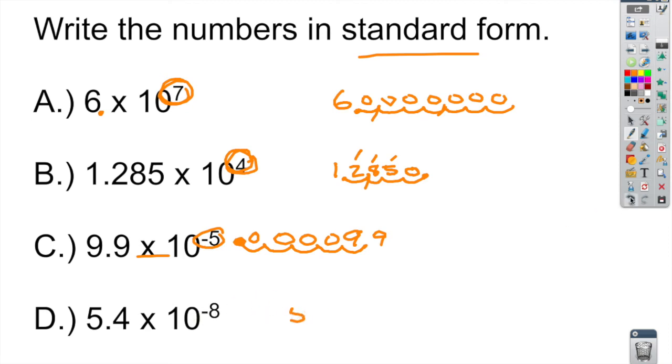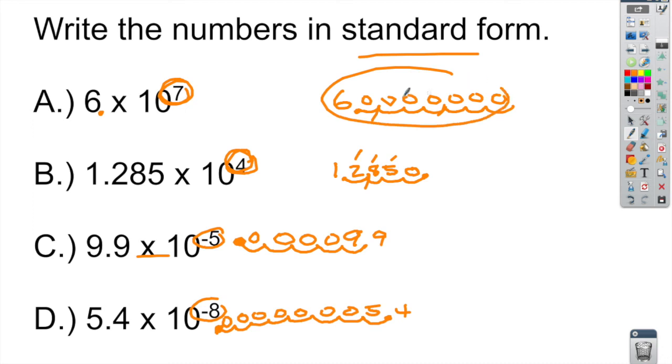All right, and one last one. 5.4 times 10 to the negative 8th. So again, this is a really tiny number, so I have to shift the decimal accordingly. I'm going to go to the left. 1, 2, 3, 4, 5, 6, 7, 8. Fill it in with zeros. So I get 0.00000054. All right, so that's a little bit on scientific notation, both how to change a standard form number into scientific notation and how to change it back.